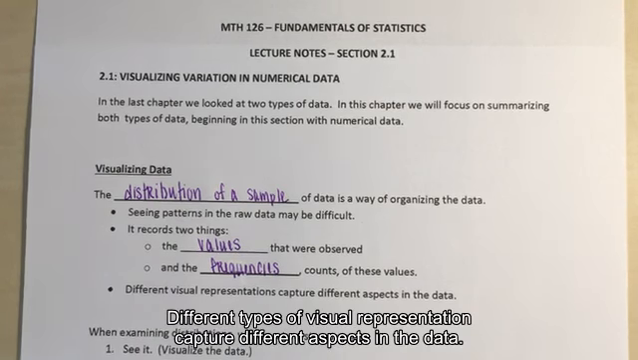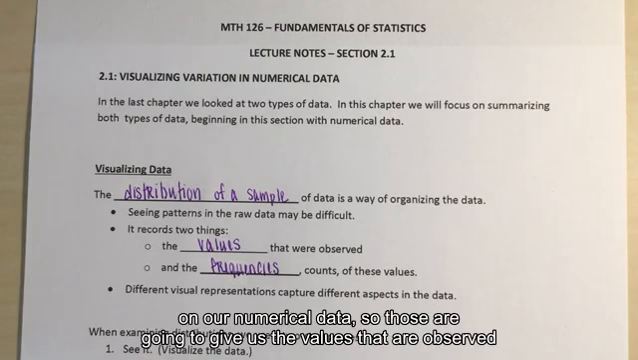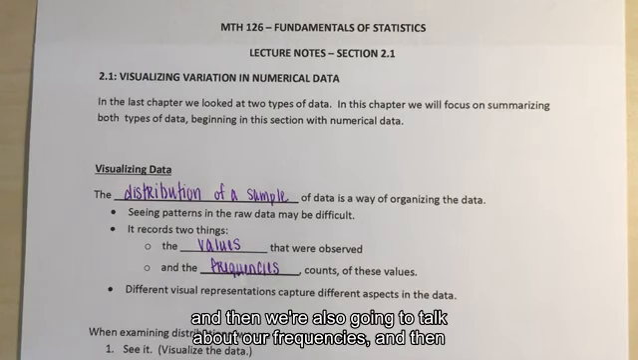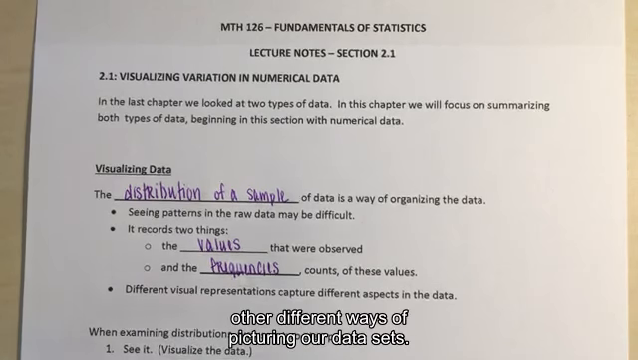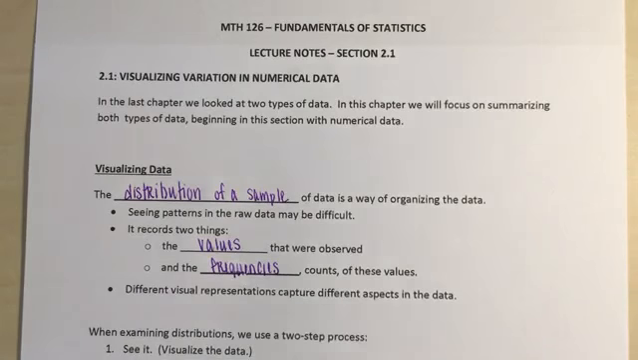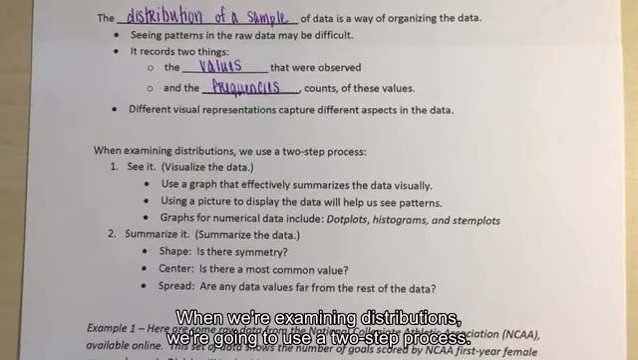Different types of visual representation capture different aspects in the data. So as we're going through this section, we're going to be focusing on our numerical data. Those are going to give us the values that are observed, and then we're also going to talk about our frequencies, and then we're going to use these distributions to give us different ways of picturing our data sets. So when we're examining distributions, we're going to use a two-step process.